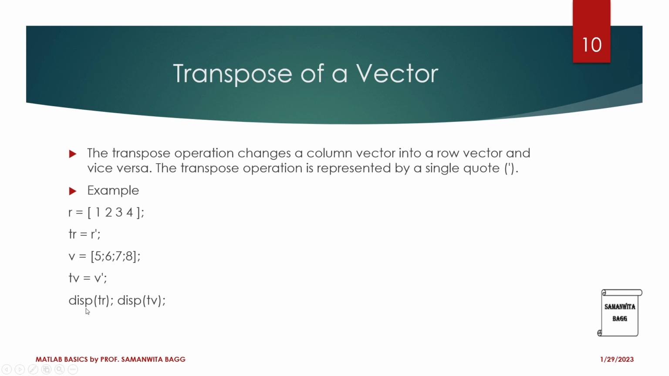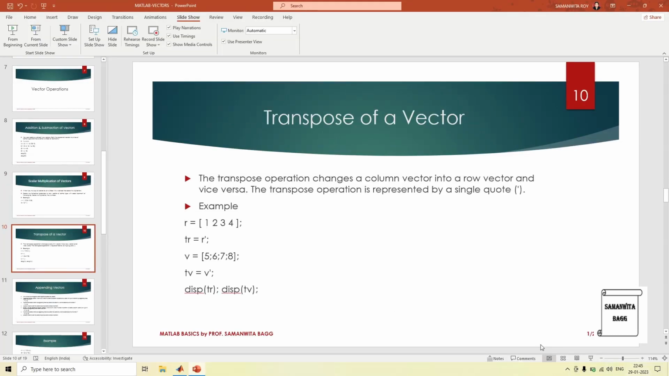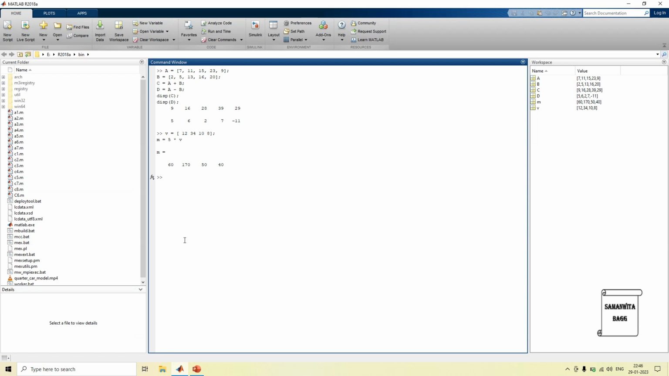So let's display this transpose of row vector and transpose of column vector. We know that the transpose of a row vector is a column vector and the transpose of a column vector is a row vector. You can see here, this row vector has become a column and this column vector has become a row.